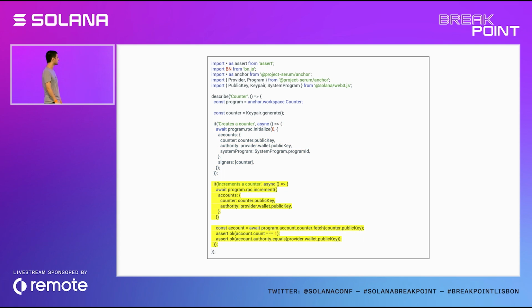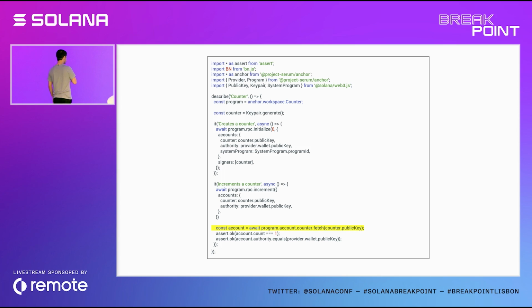Next, we increment the counter. So same thing. We have program.rpc.increment, just a normal function call. There's no parameters here, but we still have to pass in the accounts. So here, we have the counter, we have the authority, and that is it for incrementing the counter, just a function call.